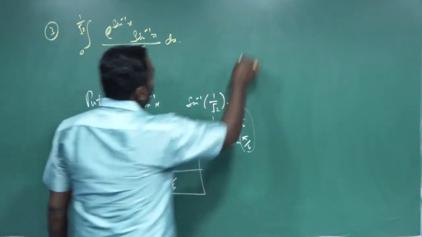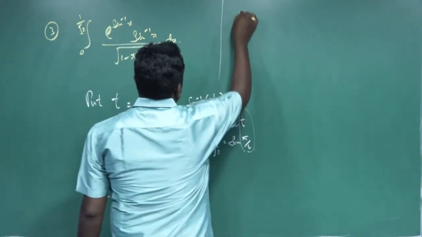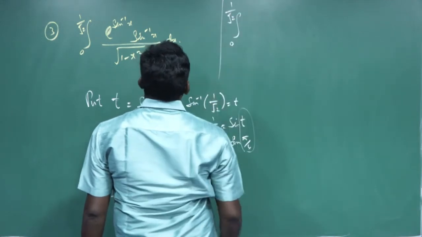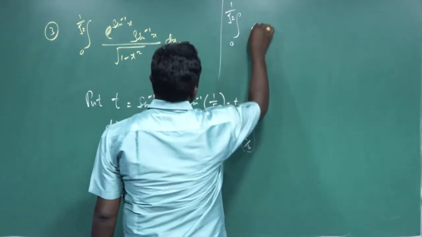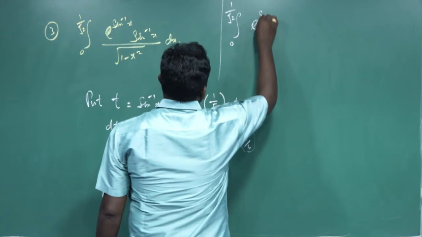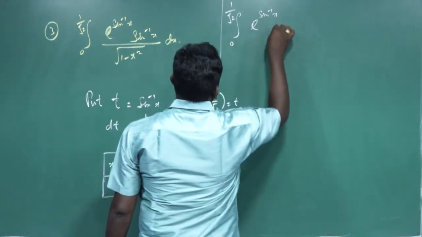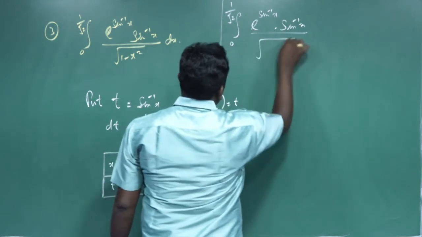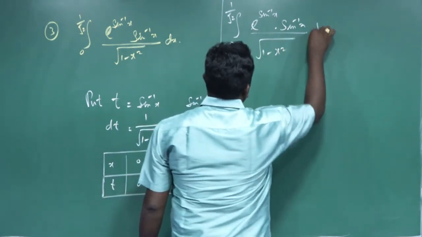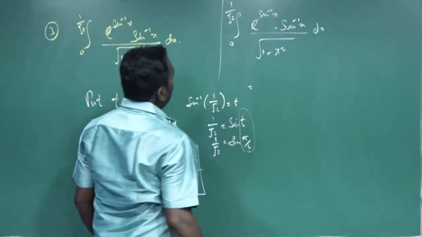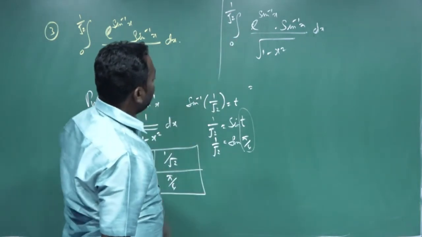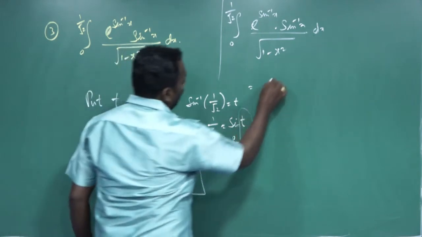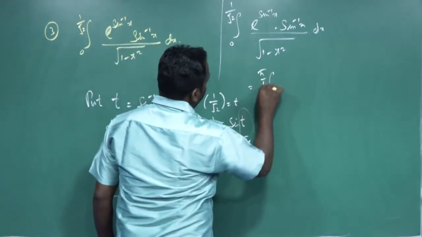So now the given integral from 0 to 1 by root 2 of e power sin inverse of x into sin inverse of x by square root of 1 minus x square into dx is equal to, converting the x variable to the t variable, the t range from 0 to pi by 4, the integral from 0 to pi by 4.